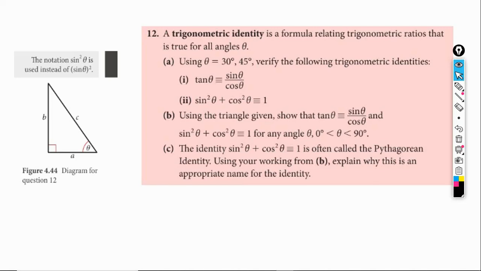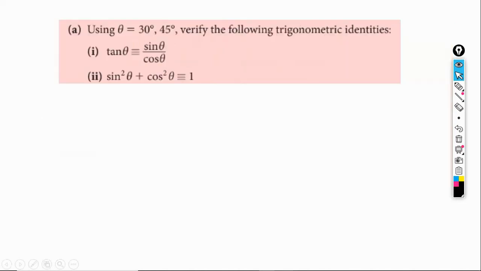So let's start with part A. So here we are with part A. And it says, using 30 degrees, 45 degrees, verify the following trigonometric identities.